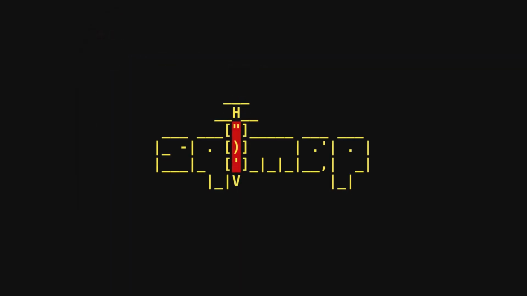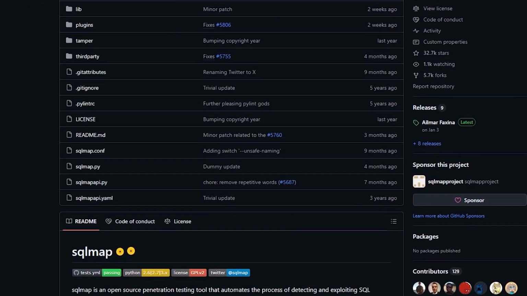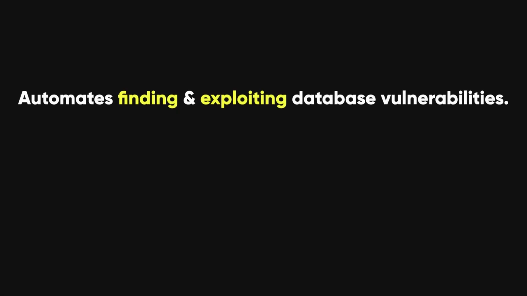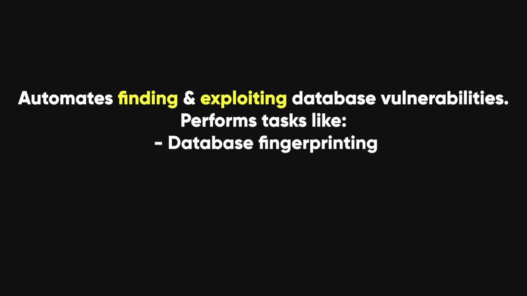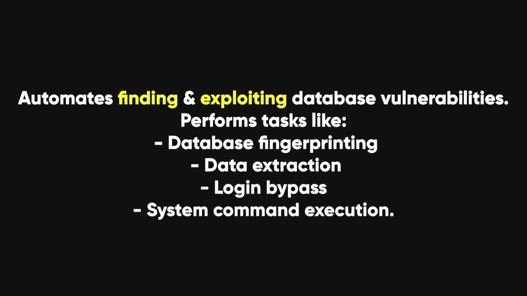Now let's talk about SQLmap, an open source tool designed for both good and bad actors. Think of it as the Swiss Army knife of SQL injection testing. It automates the process of finding and exploiting vulnerabilities in databases. SQLmap can do a lot, from fingerprinting databases to extracting data, bypassing login forms, and even executing system commands.